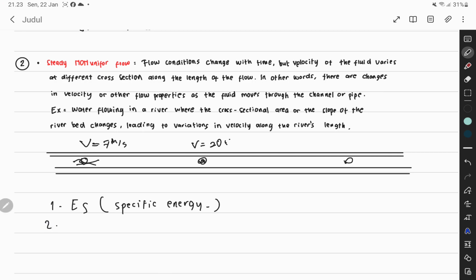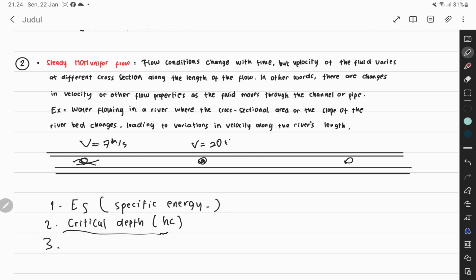And the second is critical depth, also known as Hc. Critical depth is the depth at which the specific energy is minimum, and the flow is called a critical flow.